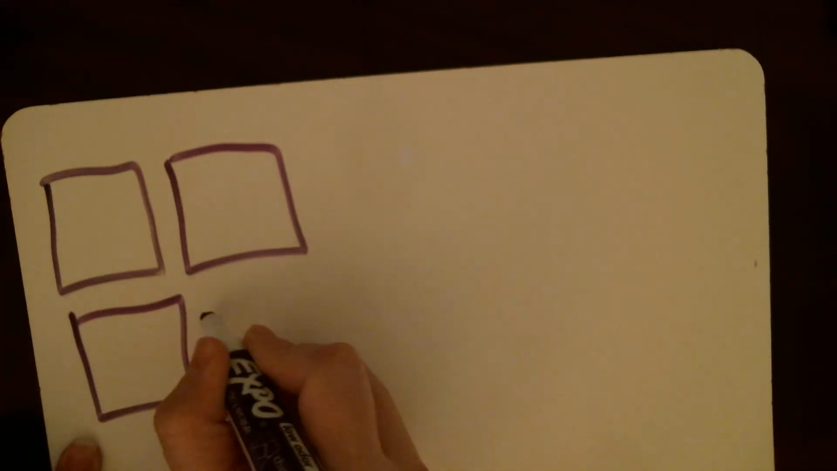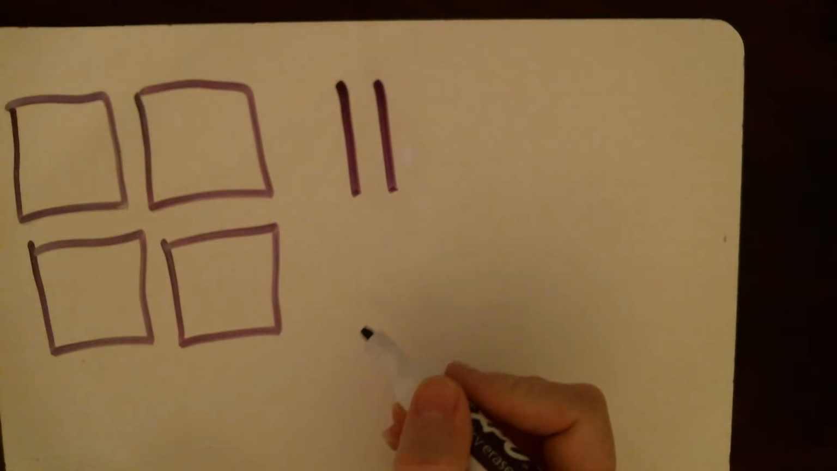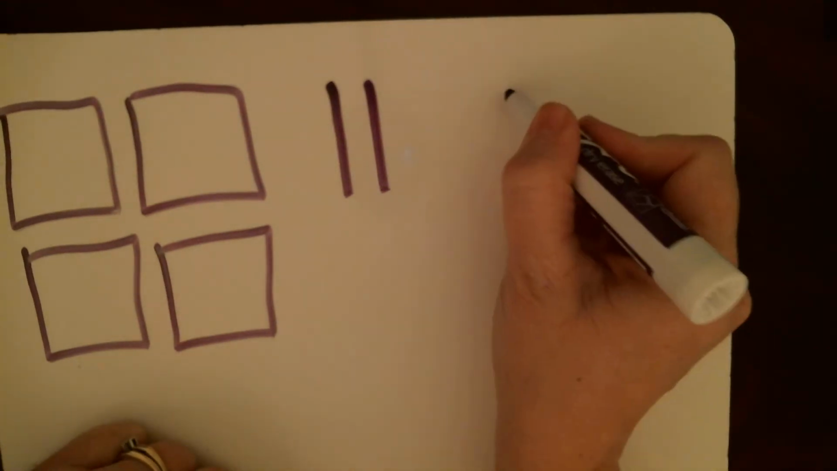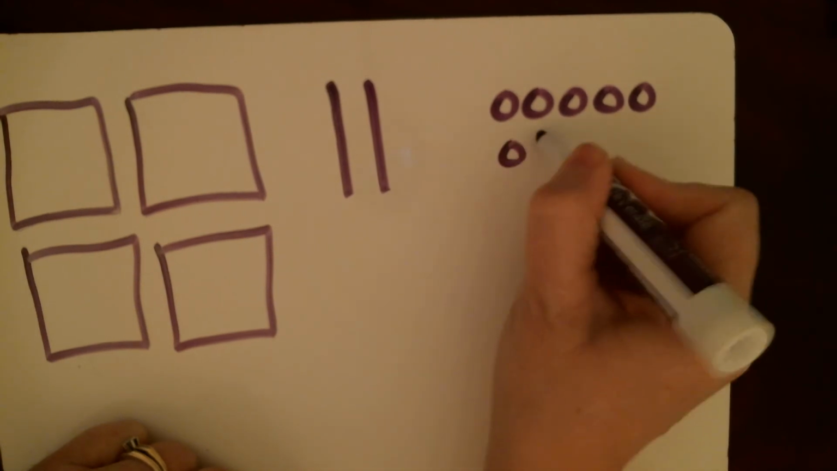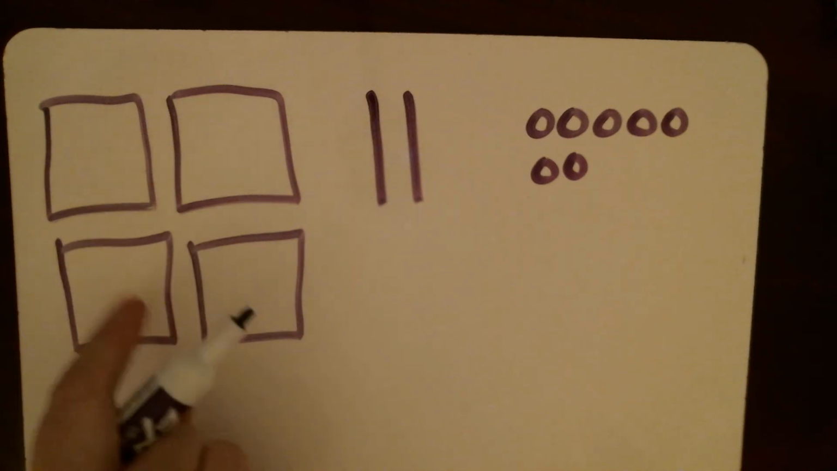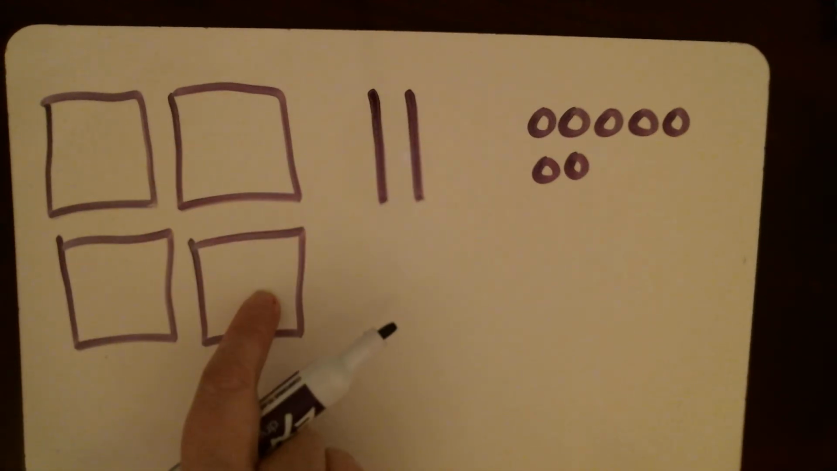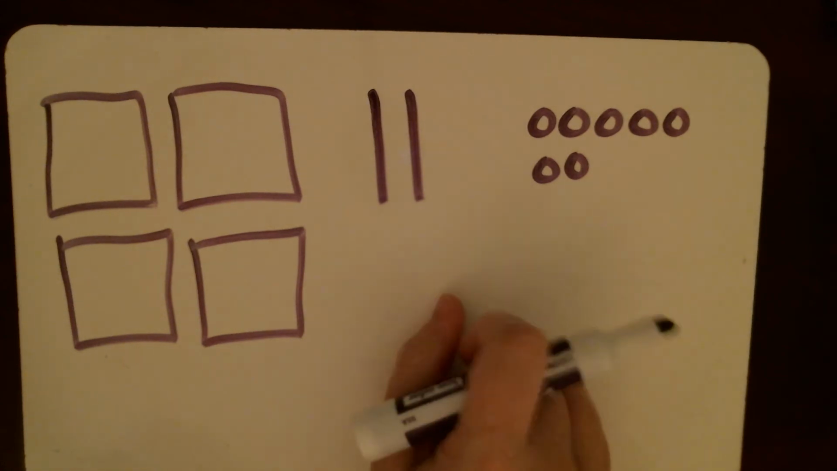100, 200s, 300s, 400s. And then it says they have 2 strips of 10. So that's 2 tens. And then 7 single tickets. 1, 2, 3, 4, 5, 6, 7. Okay, this is what they told us they had: 4 rolls of 100, 2 strips of 10, 7 singles.